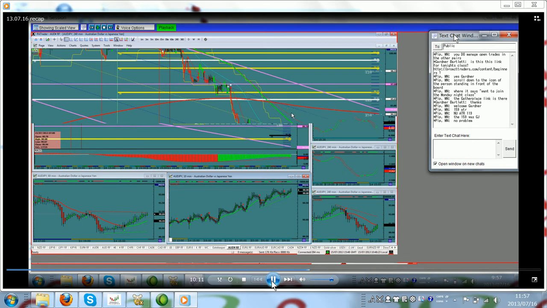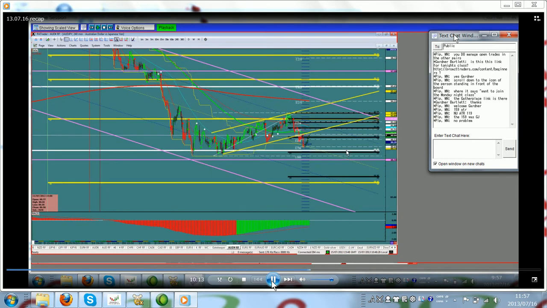Aussie yen. Aussie yen is in a big flag, and it broke, and it's hooked. This is always what we're waiting for, is a break, hook, and now we're going to see if it goes or it comes back up in the channel here.